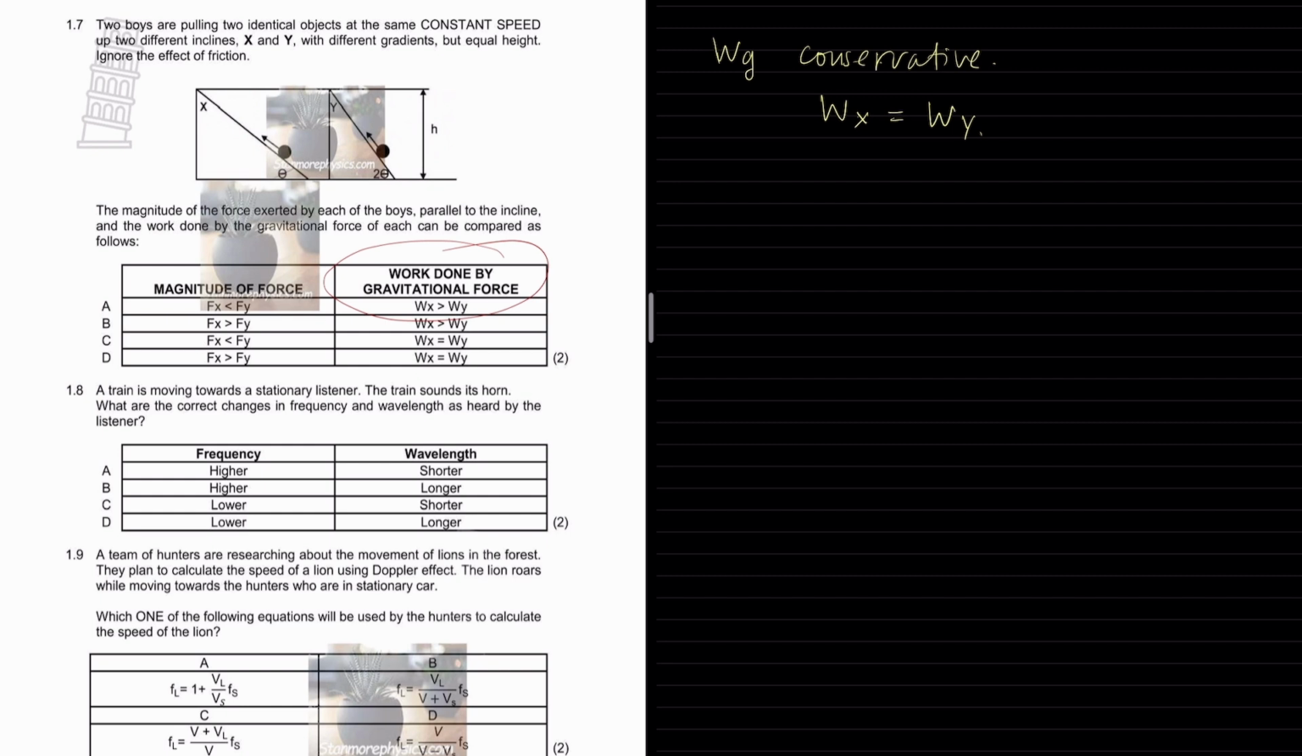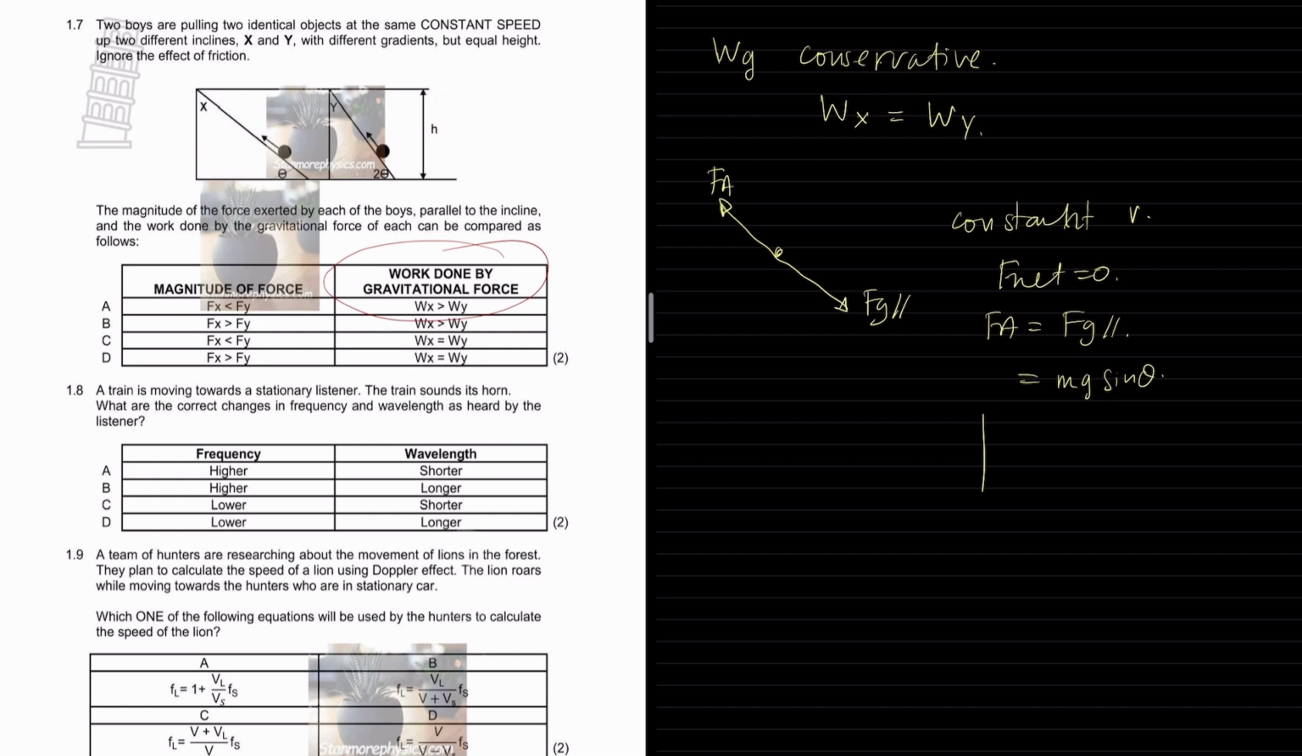Now, I'm going to draw a free body diagram just to look at the forces acting on this object. So you have the force applied, and you have the force of gravity parallel. They tell us that it's at a constant speed or constant velocity, which means F net is equal to 0. That means the force applied is equal to Fg parallel. Now Fg parallel is equal to mg sine theta.